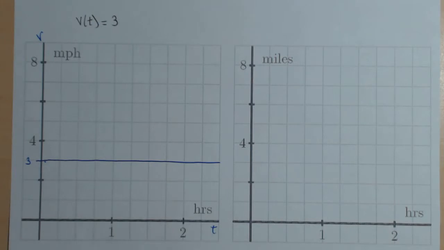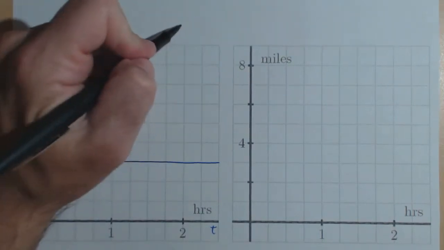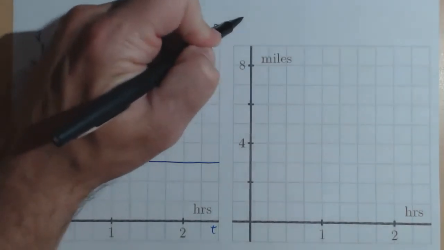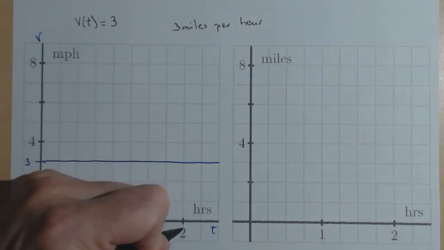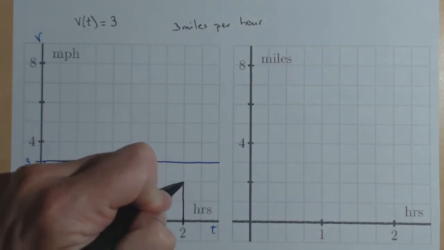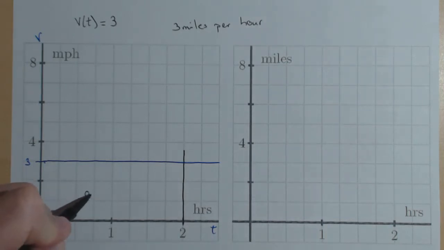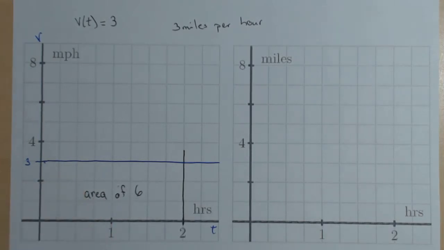For instance, how far has this person traveled after 2 hours? Well, if they're traveling at a rate of 3 miles per hour for 2 hours, and they're always going 3 miles per hour, then they're going to have gone 6 miles. Here's something that's interesting. If we cut off our velocity graph at 2 hours, notice what the area of this rectangle is. It's 2 by 3, so this rectangle has an area of 6 units.